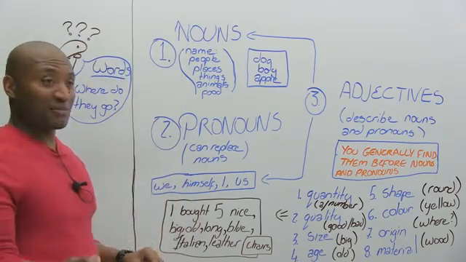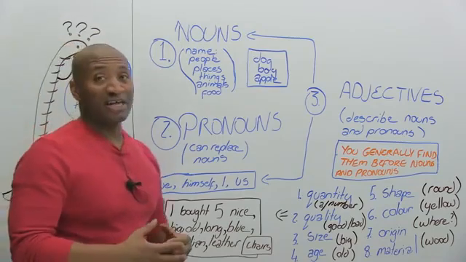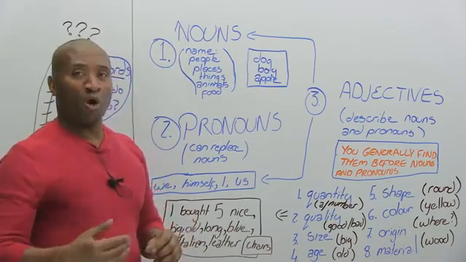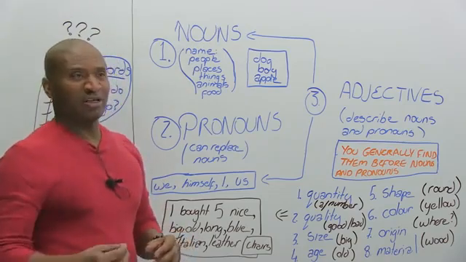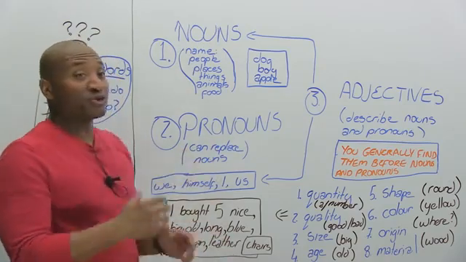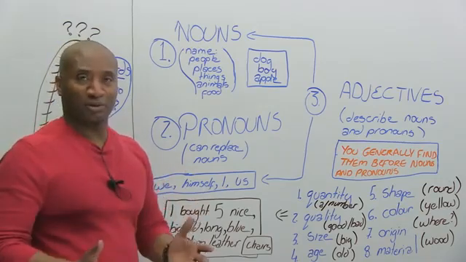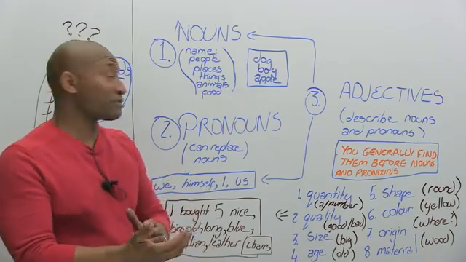So now you could say something like this. James ate the apple and he walked his dog. Instead of James ate the apple and James walked his dog, we can use a pronoun to replace it and make it simpler. We still know we're talking about James.